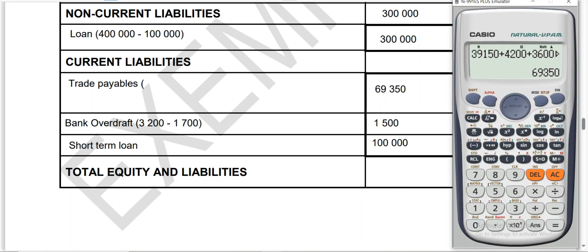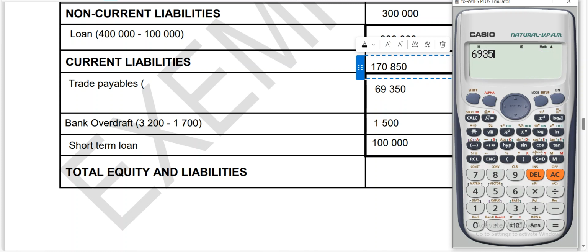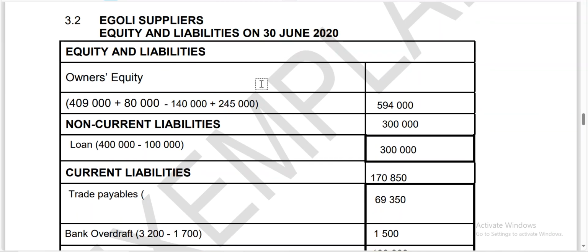Then from there we get the total of these three items. It becomes our total current liability. So 69,350 plus 1.5 and then plus 100,000. It is giving us 170,850. So our total will be 170,850. So let's add to confirm what I'm saying. 69,350 plus 1.5 and then plus 100,000. It is giving us 170,850.